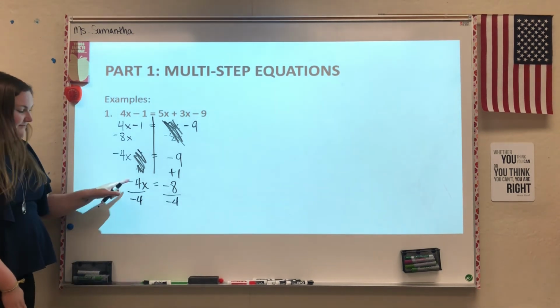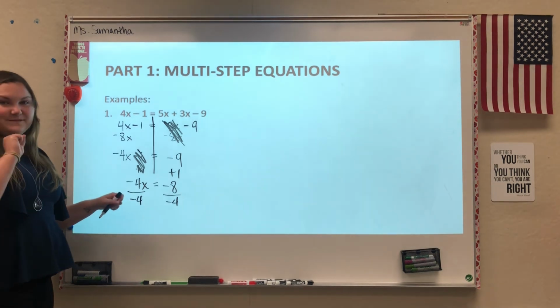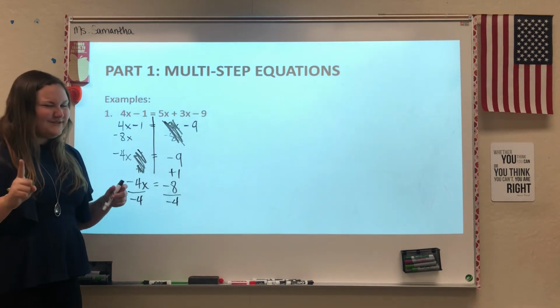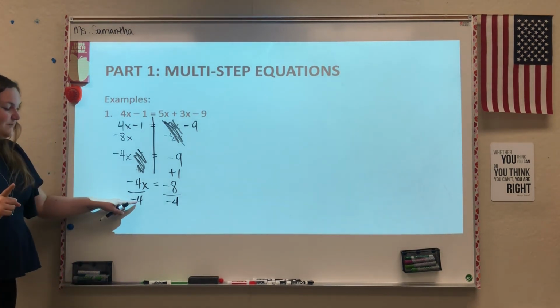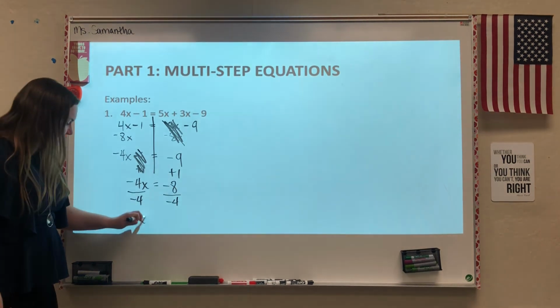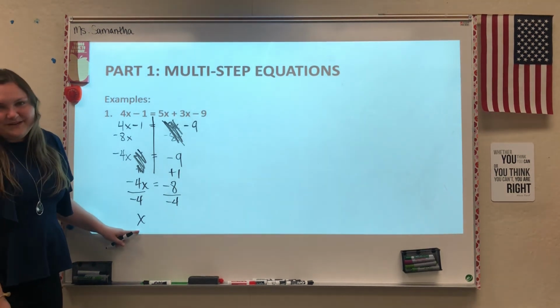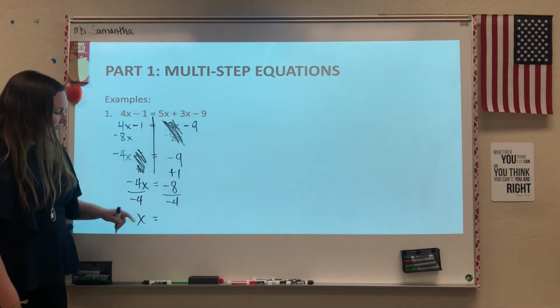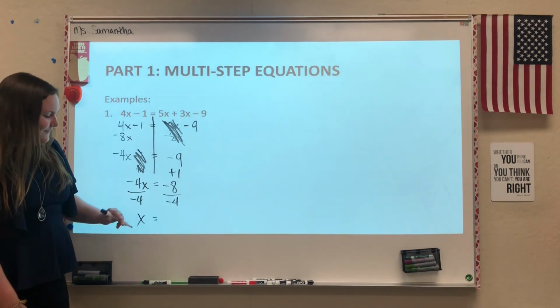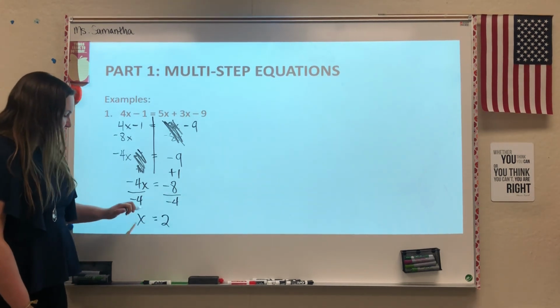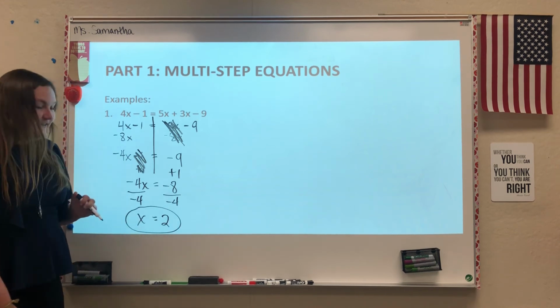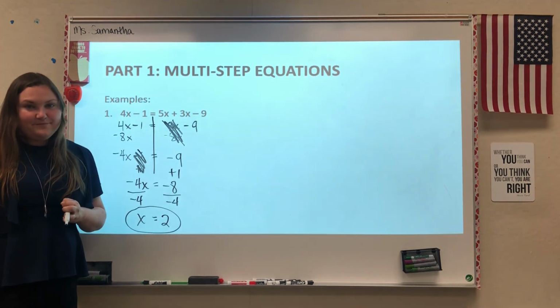When I do that, negative 4 divided by negative 4 leaves me with 1, not 0. Sometimes students want to say 0. It gives me 1x. Well, there's my 1x, which we just write as x. And then on the other side, negative 8 divided by negative 4 leaves me with 2. We get our final answer, x equals 2.